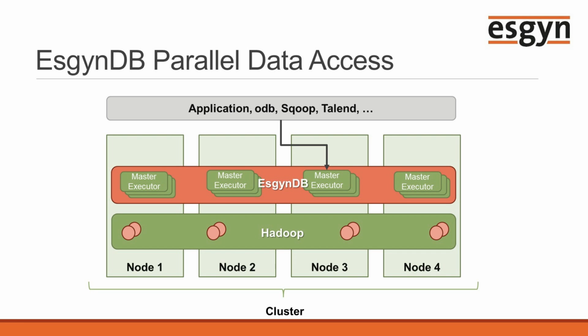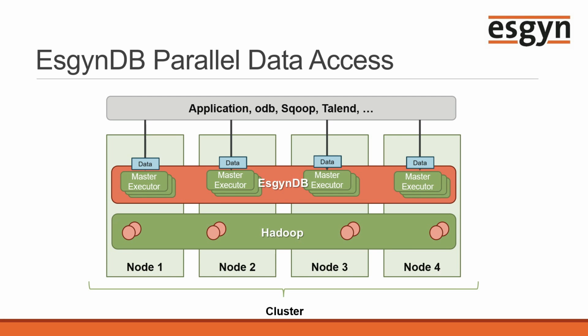As you'd expect, applications and tools connect to EsgynDB using standard JDBC or ODBC interfaces. Each connection is assigned a master executor on one of the nodes in the cluster. Applications like ODB can make use of this capability to parallelize the work by using multiple threads that each request its own connection. Your JDBC or ODBC-based applications can use parallel connections too. This is a very effective way to load millions of rows of data.